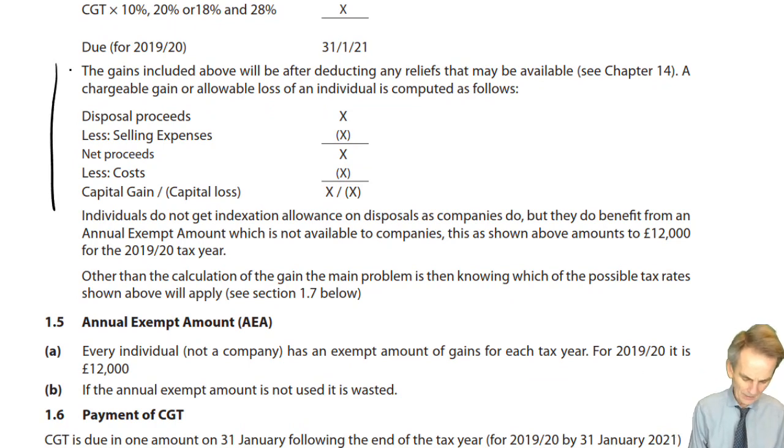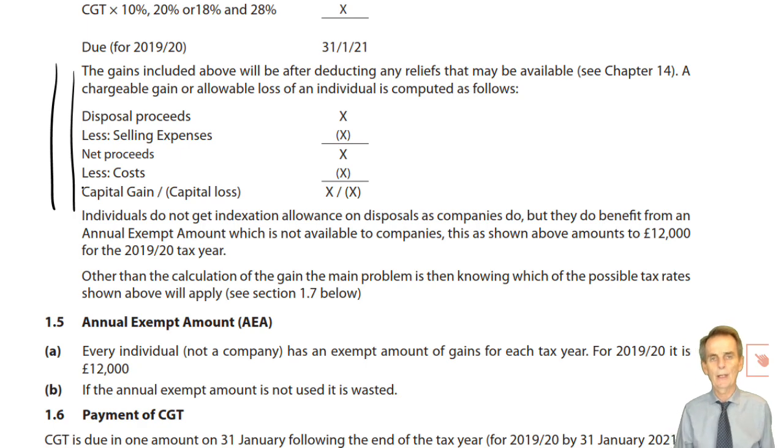So here we've got the basic calculation of a gain or loss that needs to be done for each and every chargeable disposal of a chargeable asset by a chargeable person within the tax year. Again, in essence, it's simple. We start with our disposal proceeds. Now, again, that will sound, I hope, very obvious, whatever you have sold that asset for.